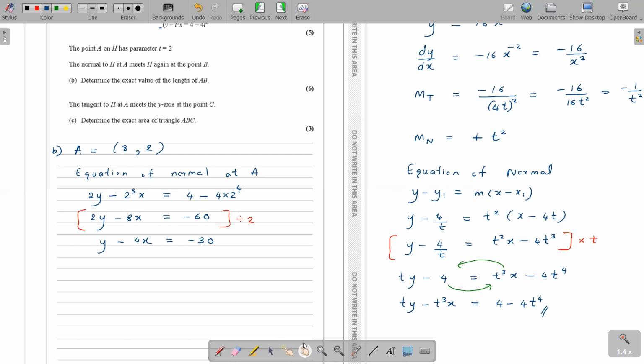Sorry, this is the equation of what? The normal at the point A. Because we found here the equation of the normal, we replace the t value with 2, and we are getting the equation of the normal at point A. Now they say this equation, the normal at point A, meets the hyperbola.